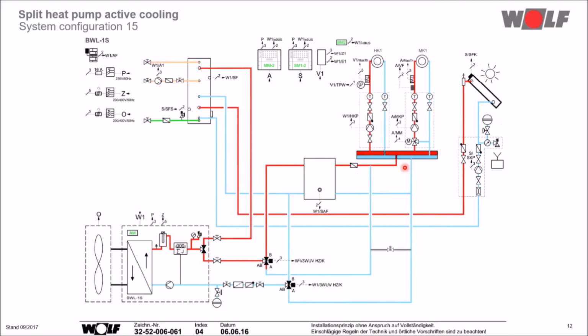System configuration 15 is a combination with a separate buffer and optionally with the solar system. The number of the heating circuits after the buffer is not important. It's only limited by the maximum number of mixer modules. Currently, the limit of the mixer modules is 7.